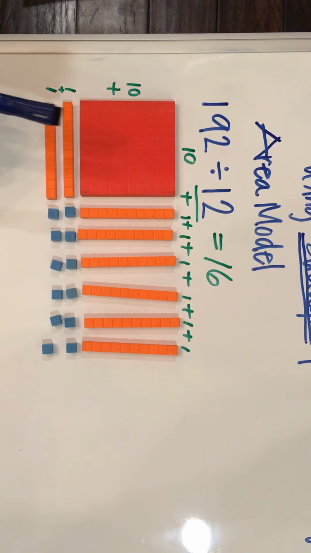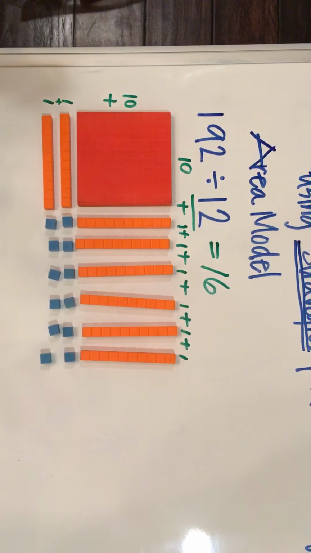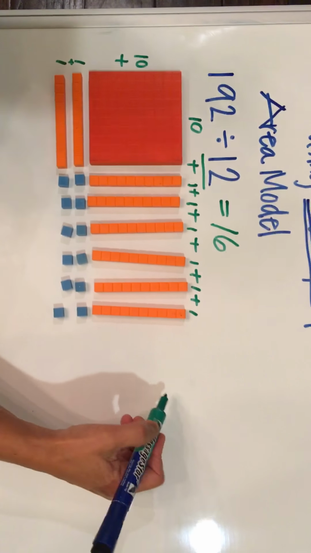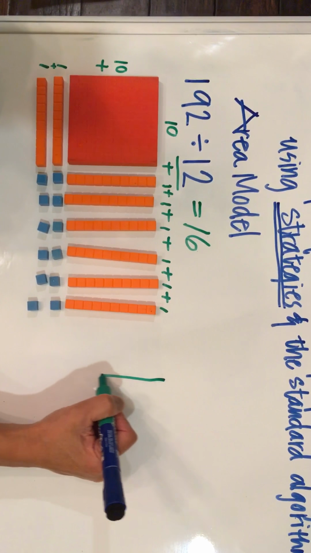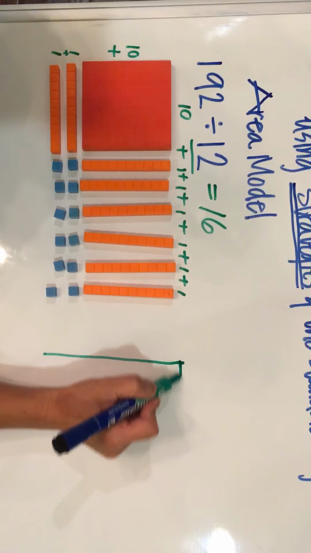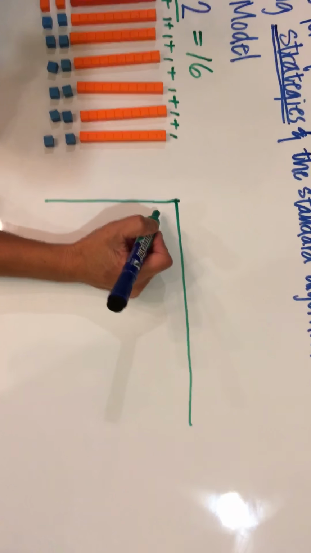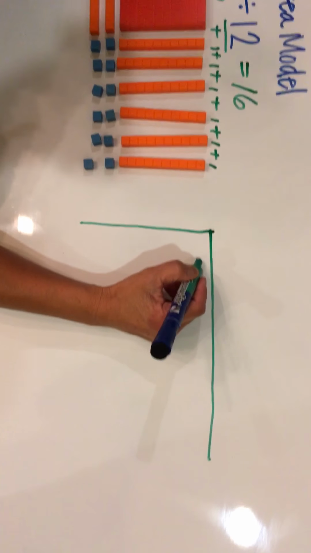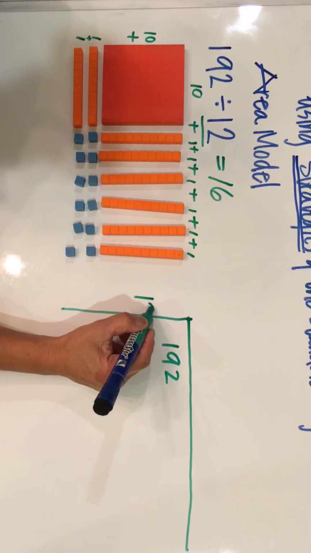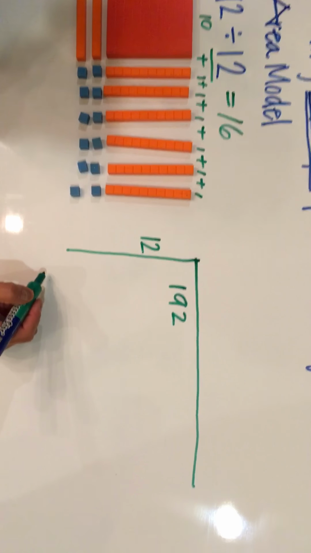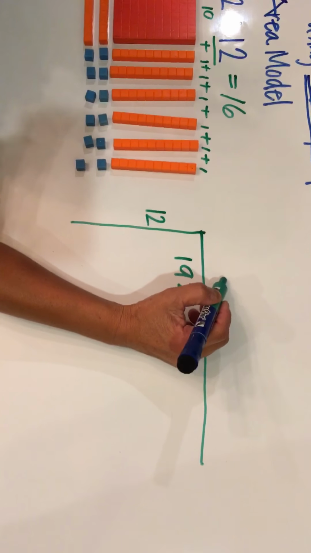But moving on from this, we're going to go to a little bit more abstract. It's still part of area model, and we're going to use the same thing. Basically, what I did is I am drawing this. So if I am not using the manipulative, I still start with 192. I have a divisor of 12. The first step I'm going to do, I'm going to make groups of 10 because that's just easy to make.